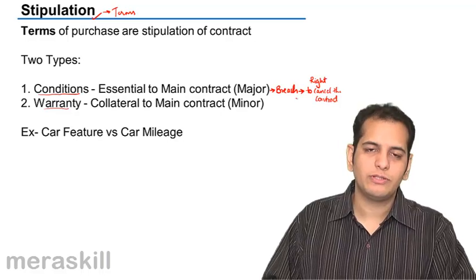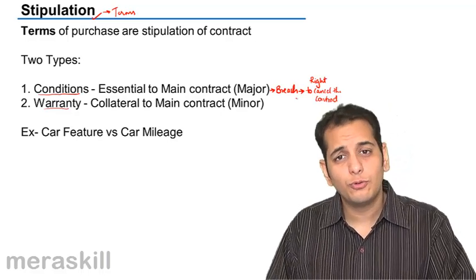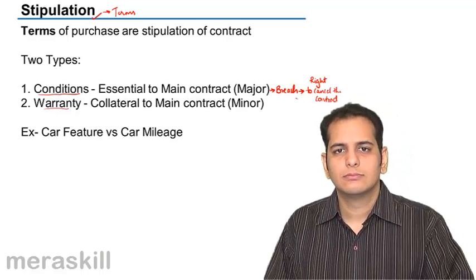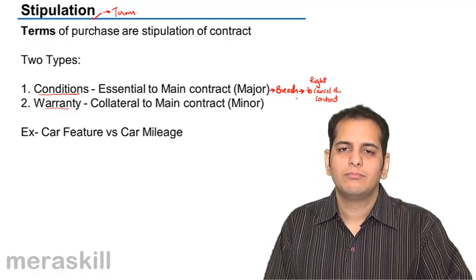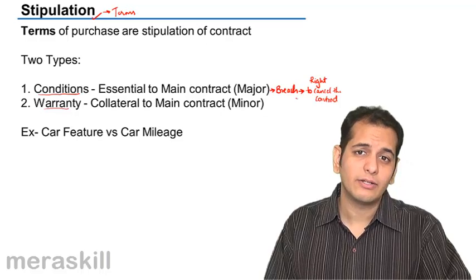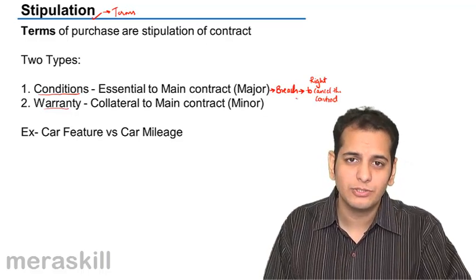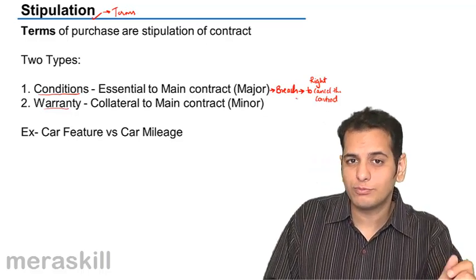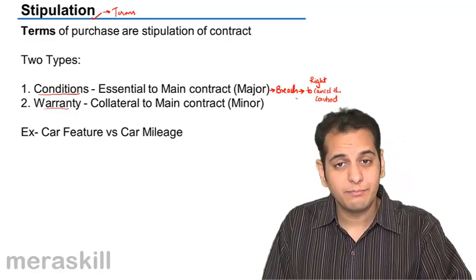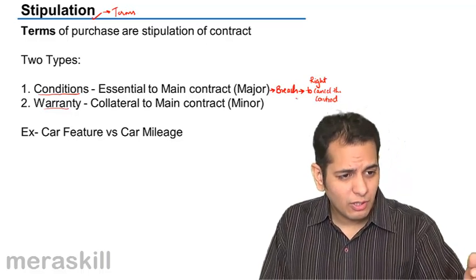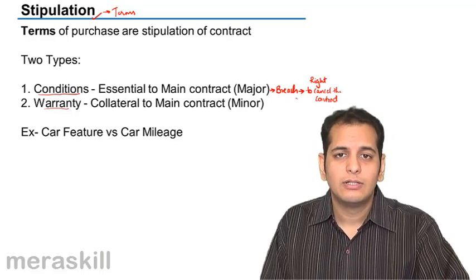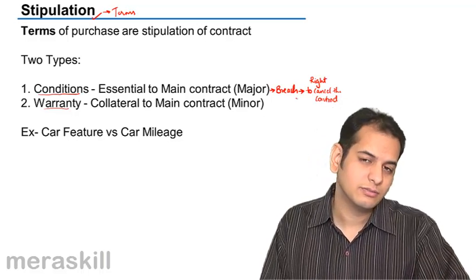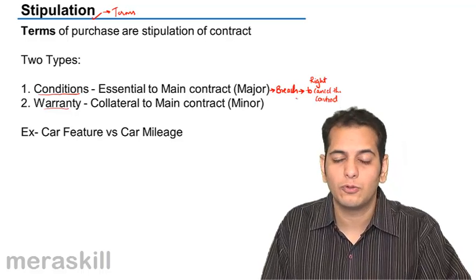Now I'll give you one more example. Let's say you go to purchase a car. You tell him you want a car that runs at a top speed of 250 kmph. He gives you a car that runs at a top speed of 250 kmph. However, along with the other features, he tells you that the car will give you a mileage of 10 kilometers in a liter of petrol.